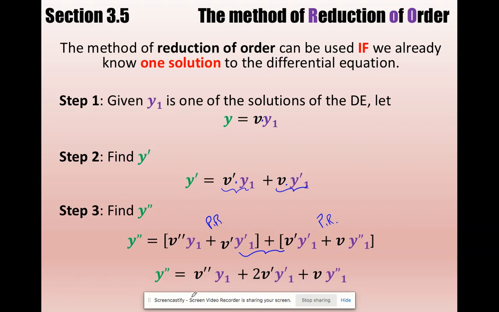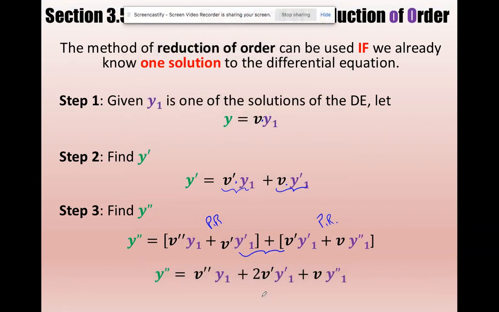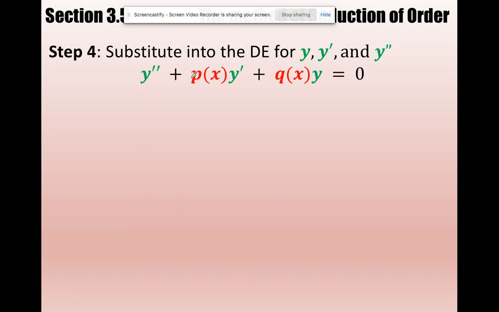So the reason I'm doing this formula in general instead of a specific example is to show you this pattern. Why do I have two of these? Now I'm going to take y double prime, y prime, and y. Remember, it's all in terms of that first solution I was given, y sub 1. And I'm going to plug back into my original second order differential equation, the original with non-constant coefficients.